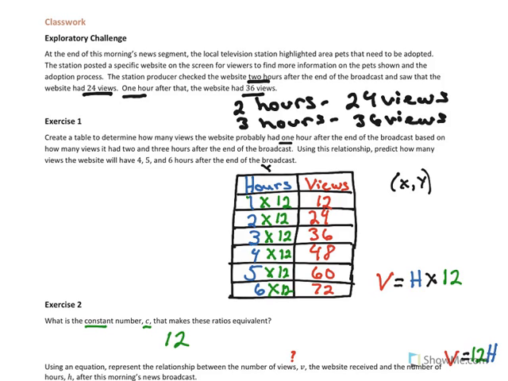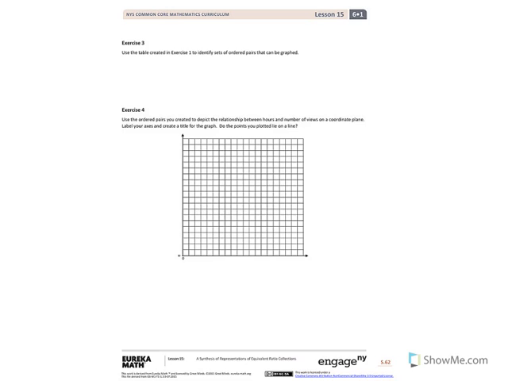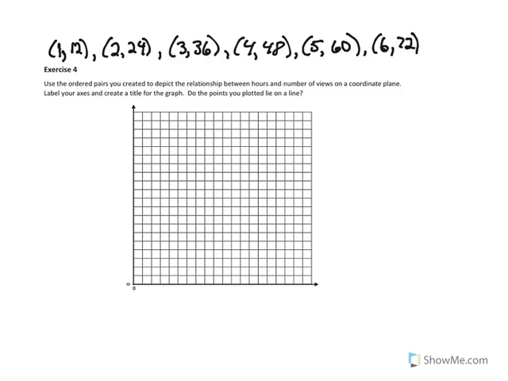The X is always going to be on the left-hand side, the Y is always going to be on the right, and so our first numbers will be, in parentheses, 1, comma, 12. Our second ordered pair would be 2 and 24, and so on. Your job is to go over to exercise 3 and write in the ordered pairs. And so here's what your ordered pairs should look like. 1 and 12, 2 and 24, 3 and 36, 4, 48, 5, 60, and 6 and 72.